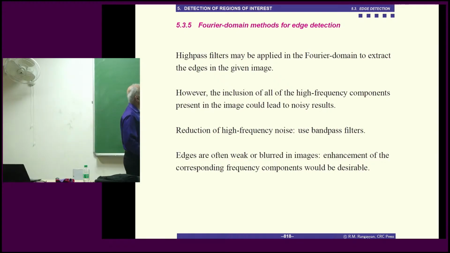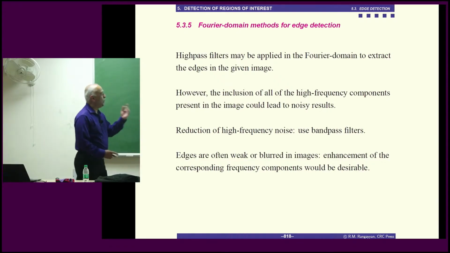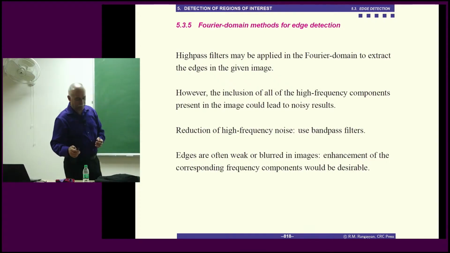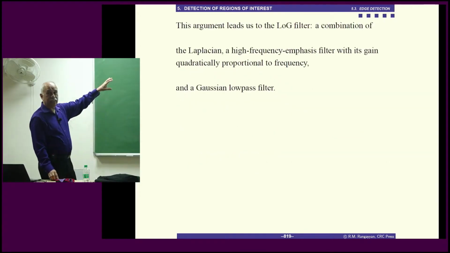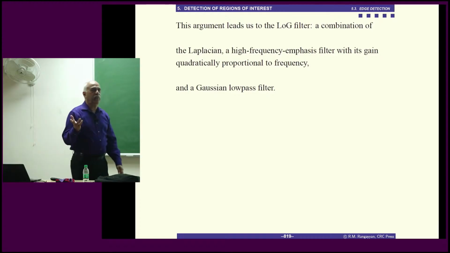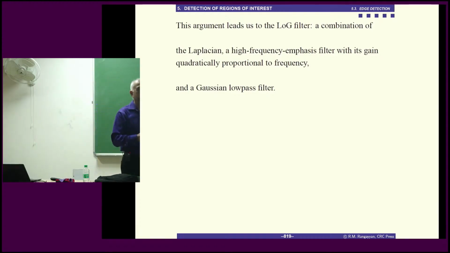So edges are often weak or blurred. Enhancement of the corresponding frequency components would be desirable. What is the band of frequencies where your edges lie? Somewhere in the middle. Not low frequency, not high frequency. So boost the middle. So all of these arguments lead us to the Laplacian of Gaussian filter, which you may implement either in the space domain or in the frequency domain as per your convenience of programming and implementation.